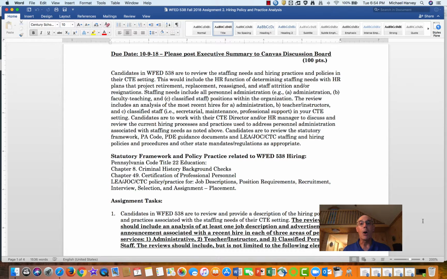This includes all personnel administration dealing with staffing patterns and hiring, replacing, and making sure that there's full staffing for all program services that are available within the CTE or the CTC. This includes administrative roles, this includes faculty and teaching roles, and this includes classified staff positions within the organization.